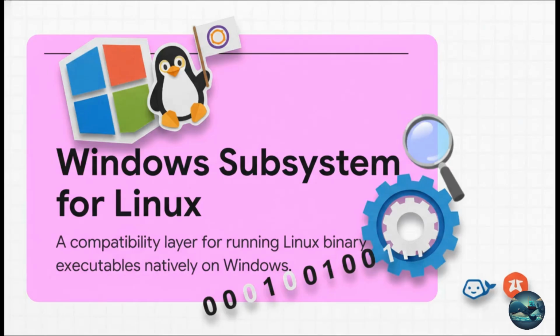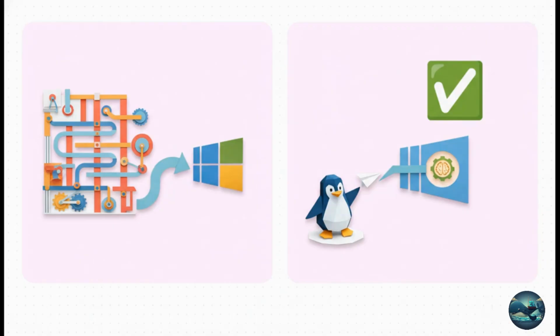So what is this WSL thing really? Well, it's a feature that's built right into Windows, and it lets you run an actual, genuine Linux distribution, like Ubuntu, directly on your machine. This isn't some slow emulator. It's a super efficient compatibility layer that lets Linux programs run natively. And here's where it gets really important for us.